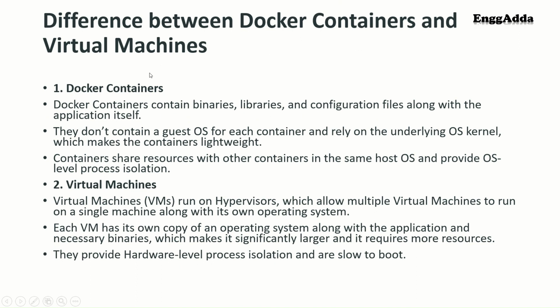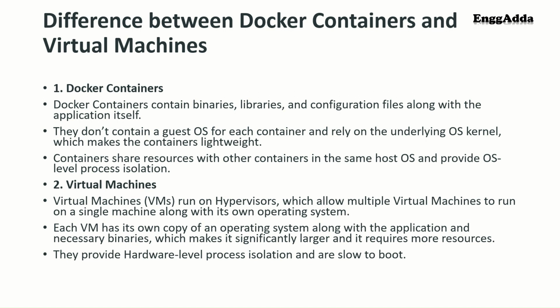So first of all, let me tell you the difference between Docker containers and virtual machines. Docker containers contain binaries, libraries, and configuration files along with the application itself. But this is not the case with a virtual machine. In a virtual machine, we have multiple virtual machines running on a single machine, each with its own operating system. But this is not the case with Docker. Docker has only one operating system.